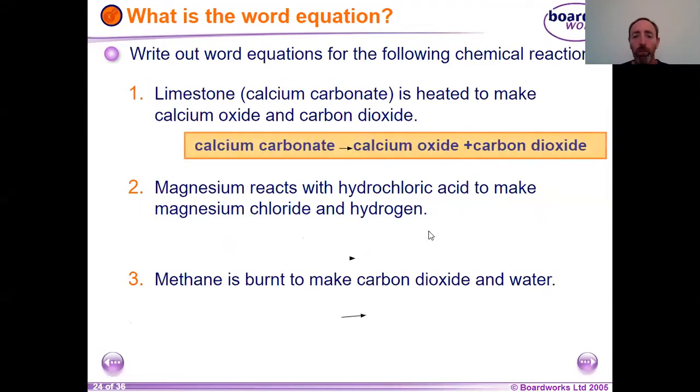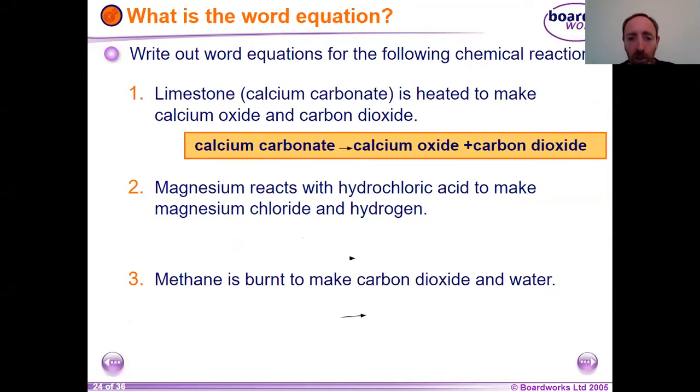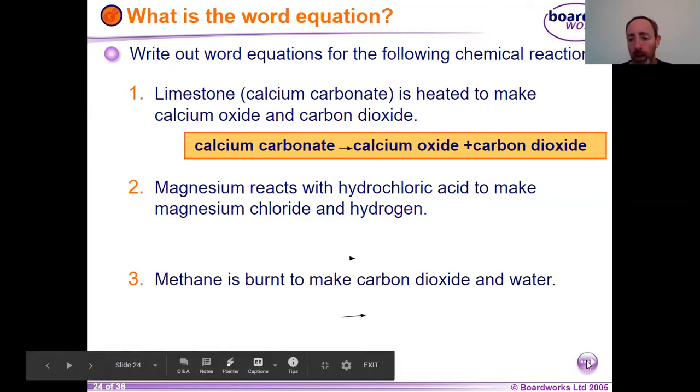Okay, right, so you're going to complete the word equations for the following chemical reactions. You'll have to complete those three. You can see the first one as an example there. You've got calcium carbonate. This is what I said before, that the reactants don't always have to be mixing with something else. In this case, calcium carbonate is heated, and the heat causes it to react with the oxygen in the air. That then forms calcium oxide plus carbon dioxide.